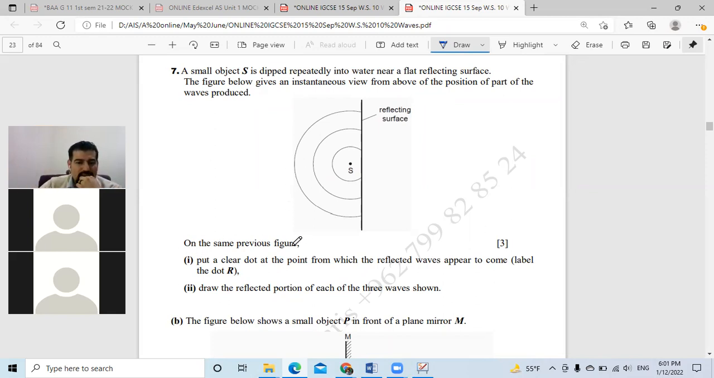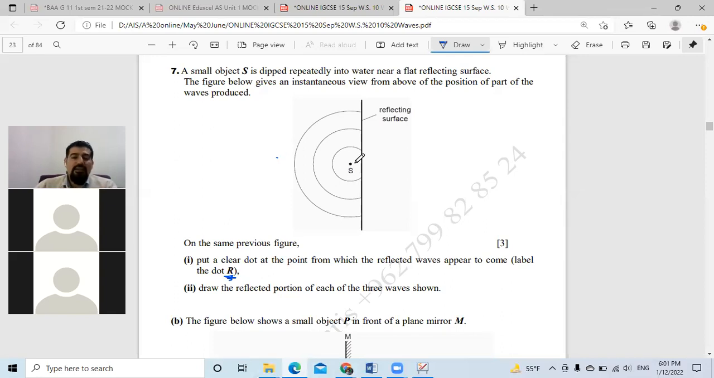On the same previous figure, put a clear dot on the point from which the reflected waves appear to come, and label the dot as R. Now, since we are talking about reflection, and we haven't talked about reflection of light or sound yet, we are talking about reflection of water waves. The image of any reflection will be exactly the same distance as the object from the reflecting surface.